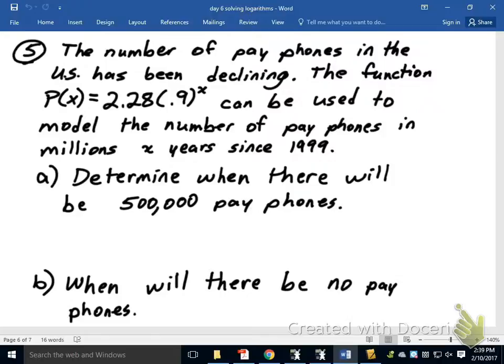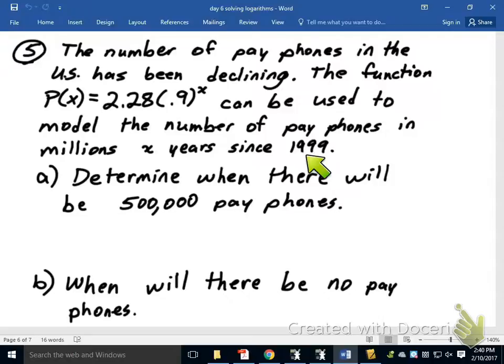All right, on our last problem, you can see where I've modeled the population of payphones in this case that have been going down by 10% per year, evidently, according to this function, because they're keeping 90%. Also, there must have been 2.28 million of these things back in 1999, x the years since 1999.